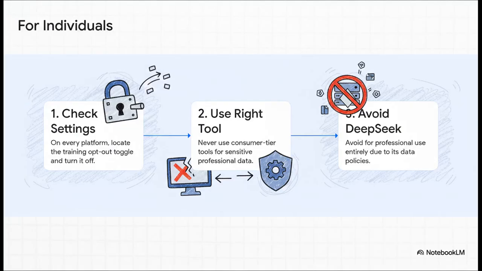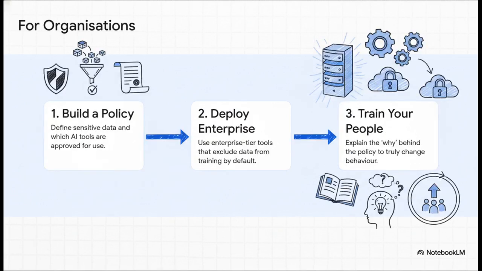Okay, if you're watching this for yourself, here are 3 things to do right now. First, go into the settings of every single AI tool you use and find that little toggle to opt out of training. Turn it off. Second, just draw a hard line in the sand. Never ever use free consumer-grade tools for sensitive work stuff. And third, based on what we just saw, just stay away from a platform like DeepSeek for professional use. Period.